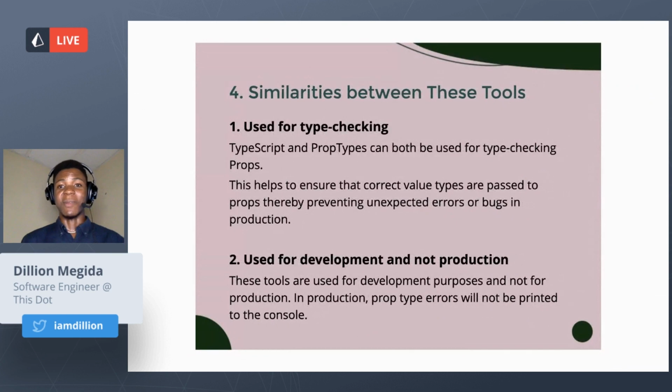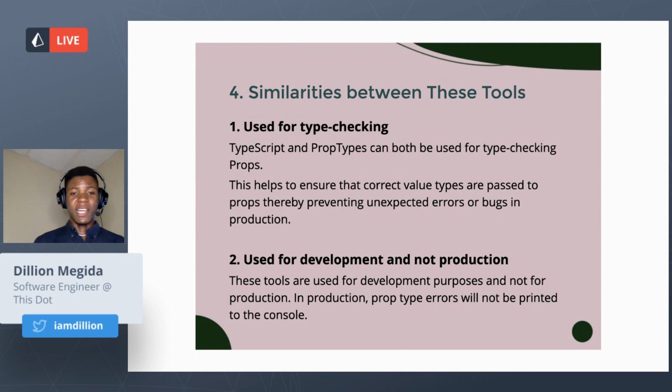Now let's look at the similarities between these tools. So the first obvious similarity is they are used for type checking. And when you type check with these tools, this helps you to ensure, or it gives a high guarantee, that the correct value types are passed into props just as the component expects. So if you are trying to do a toUpperCase on a string, there's a high guarantee that you are indeed going to get a string and not a number.